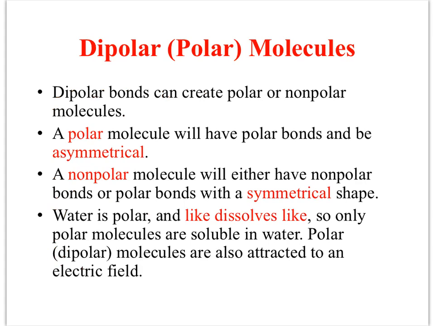When you draw these molecules, if you find that you have an asymmetrical structure to it, you'd call that a polar molecule. And if you have a symmetrical structure to it, it's nonpolar. So this is the SNAP mnemonic device that you used in Regents chemistry. Symmetrical molecules are nonpolar, asymmetrical molecules are polar.